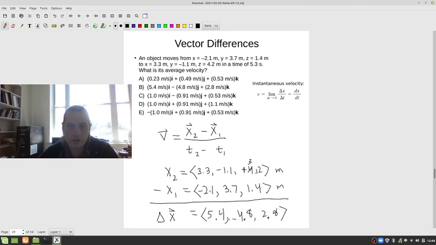2.8. Okay, so the idea is, to find the average velocity, you're going to divide each one of those by 5.3 seconds. So 5.4 divided by 5.3, 4.8 divided by 5.3, and so on. Okay? So that's the basic idea.